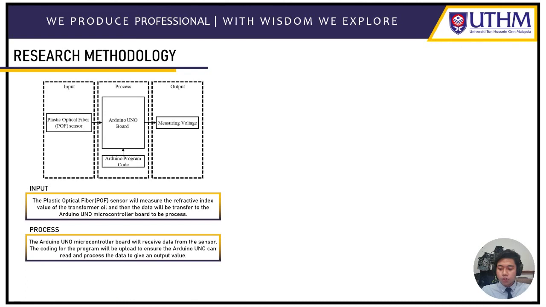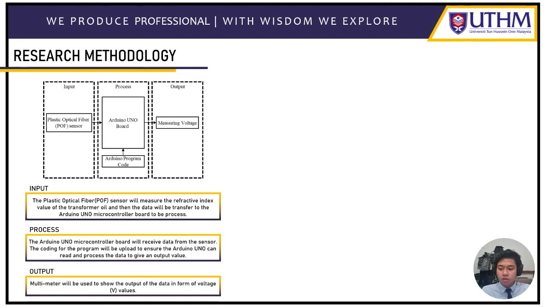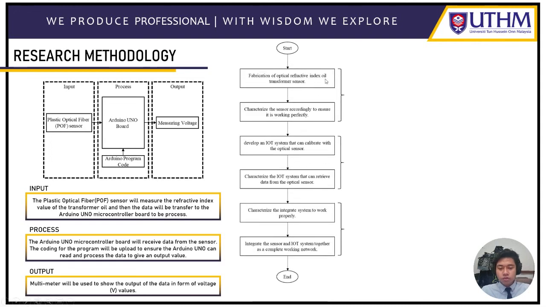Next is process. The Arduino Uno microcontroller board will receive the data from the sensor. Then the code for the program will be uploaded to ensure the Arduino Uno can read and process the data to give an output value. For the output part, a multimeter will be used to show the output of the data in the form of voltage values. So this is my flowchart for the overall project.